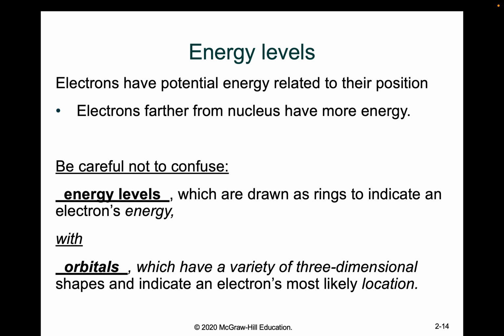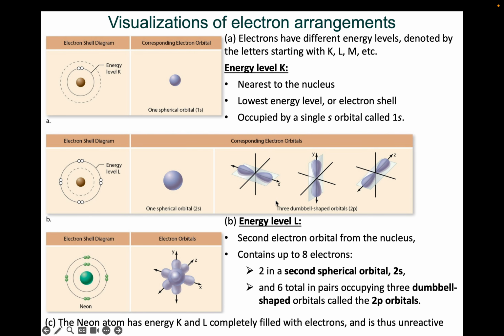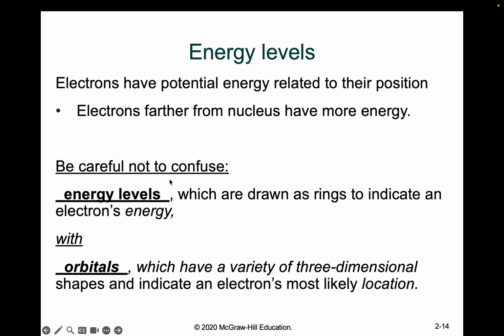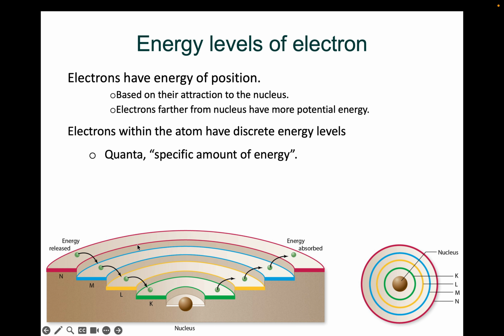So, things not to confuse: energy levels and orbitals. Orbitals are three-dimensional shapes that indicate where the electron is most likely to be located. It's a probability distribution of a 3D structure of where that electron is going to be. Energy levels are drawn as rings to indicate an electron's energy, how much potential energy that electron has, and that depends on how far away it is from the nucleus.